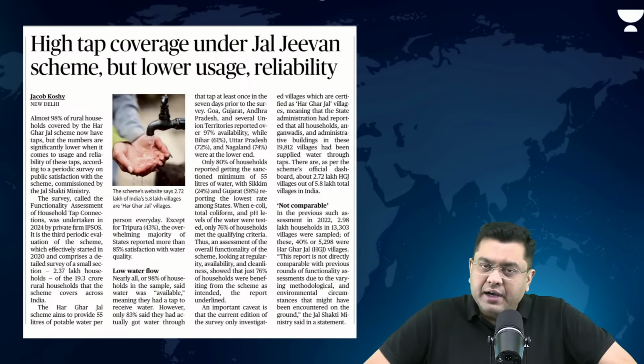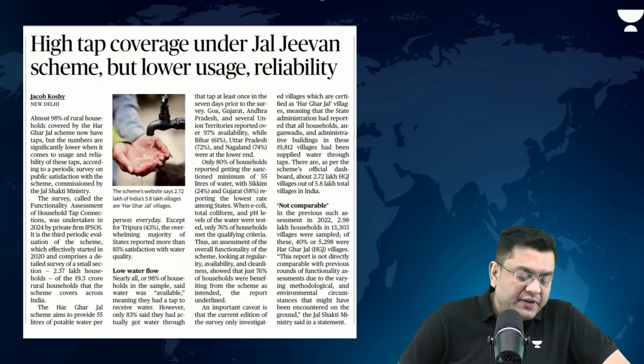Okay. Now, then we come to the Jal Jeevan scheme. High tap coverage under the Jal Jeevan scheme, but lower usage and reliability. Now, the Har Ghar Jal scheme was initiated in around 2019, right, by the Ministry of Jal Shakti. Now, in this particular case, almost 98% of the rural households have been covered by the Har Ghar Jal scheme. 98% of the rural households. Now, that is good in a way because, see, you need piped drinking water supply.